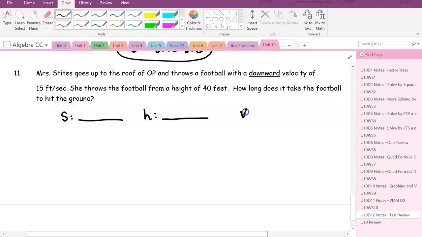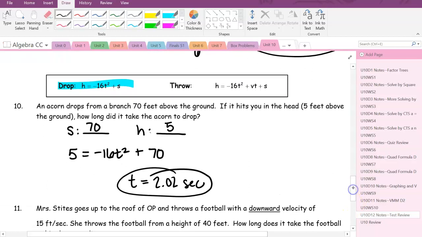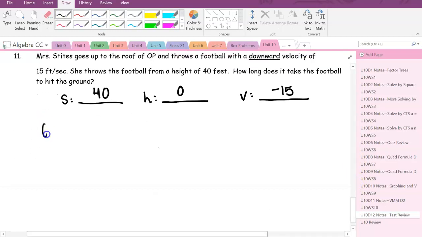This one does have velocity, which means we're going to use our throw equation. The starting height of the football is 40. The ending height is the ground, so that is 0, and it is a downward velocity, so make sure you have negative 15. Again, we're going to use the second equation right up here. So we have end height equals negative 16t squared plus vt, so that's minus 15t. Make sure you have that t, that's the one people forget, plus your starting height of 40.